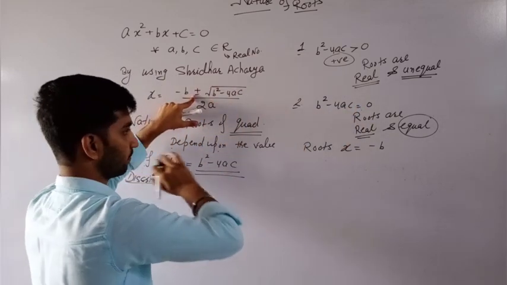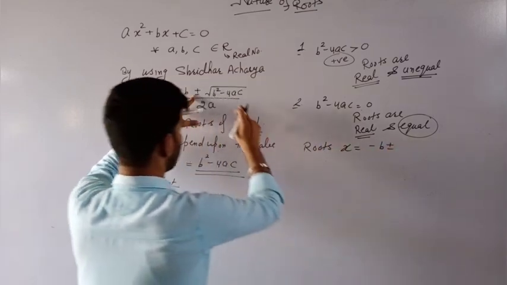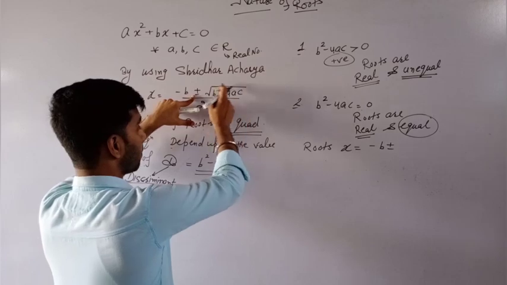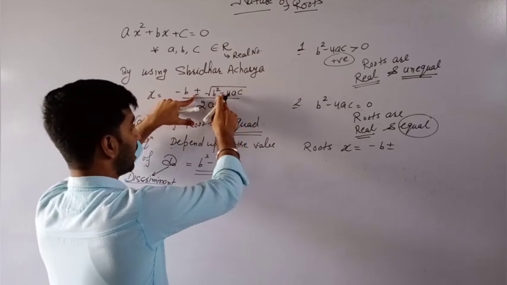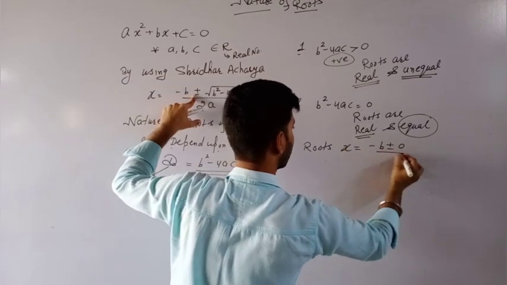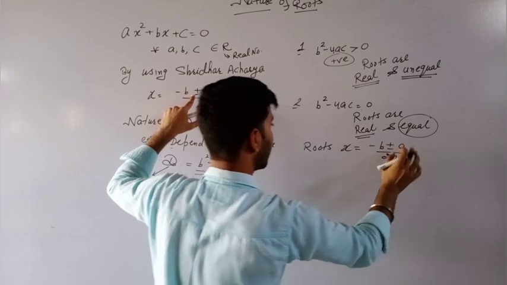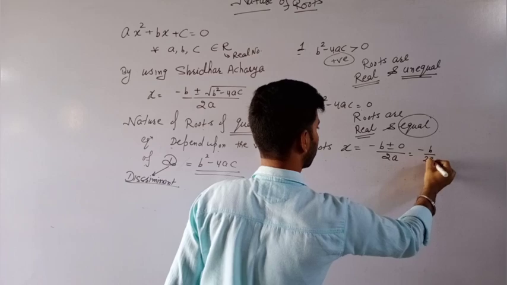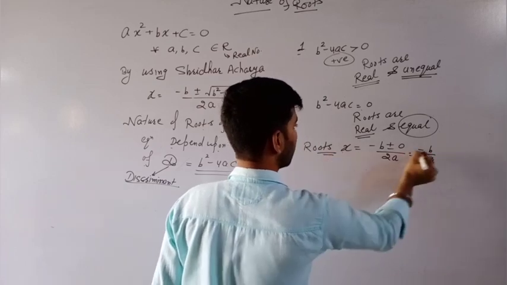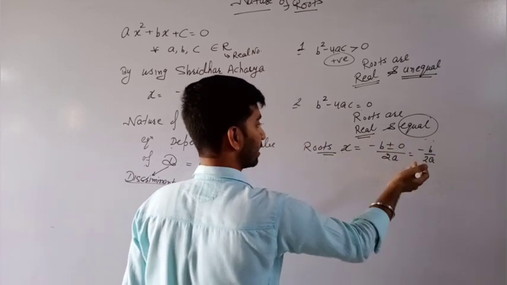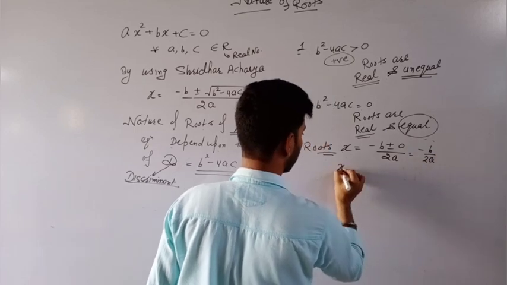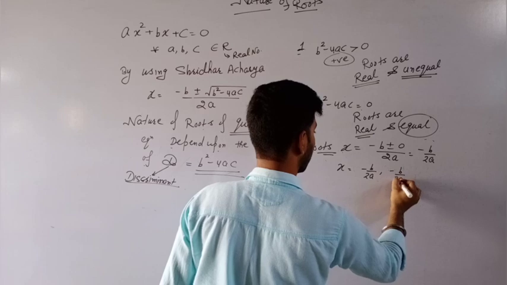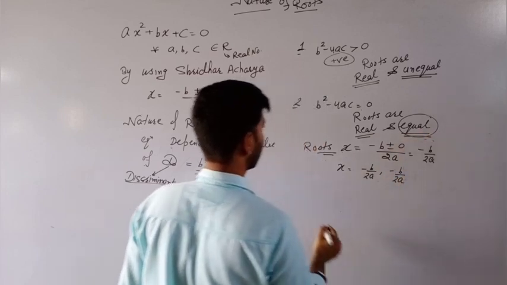Plus minus root of b square minus 4ac is 0 in this condition, so we put b square minus 4ac as 0, and root of 0 is also 0, divided by 2a. By adding or subtracting 0 there is no effect, so we get minus b upon 2a. It is the root, a singular value, meaning the second value is also minus b upon 2a, because the roots are equal.